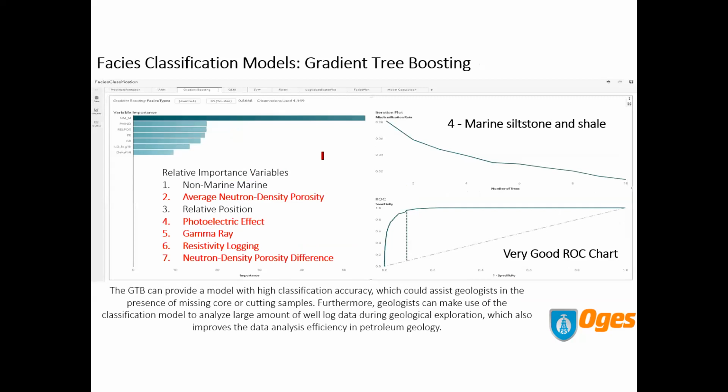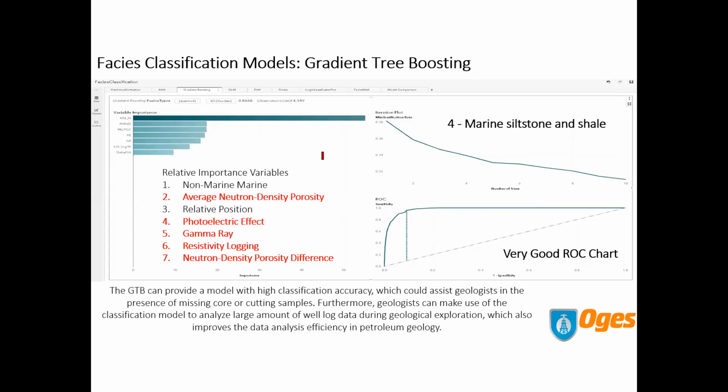This is the gradient tree boosting technique. This algorithm sequentially generates base models, and while building a new model, samples that are misclassified or incorrectly estimated in the previous base model will have a greater chance of being selected or assigned a higher weight. So that's the process. It's an ensemble technique. Remember, the decision tree is the building block, and then you have random forest and gradient tree boosting. And so gradient tree boosting can provide a pretty good model with a high classification accuracy.